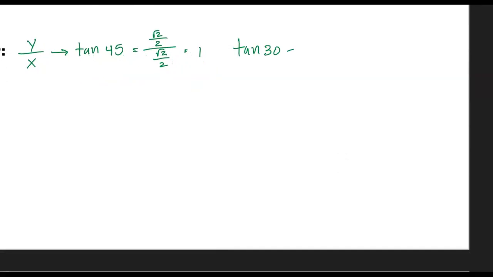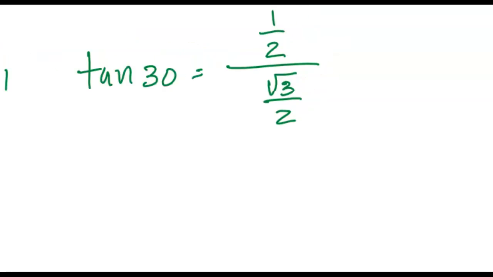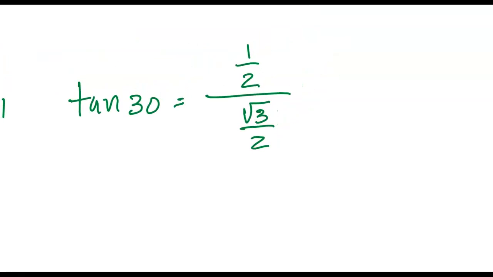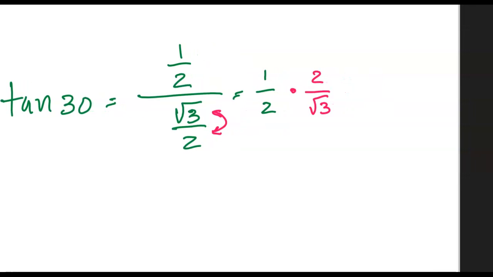Let's now do the 30. What's the sine value? And cosine? Can you immediately see how that reduces? I can't. What do you do to reduce a big fraction? Good. Multiply by the reciprocal, which is 2 over square root 3. So we have 1/2 times 2 over square root 3. What happens? The 2's cancel. What's wrong?